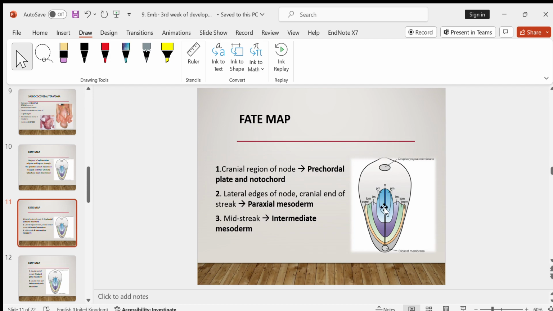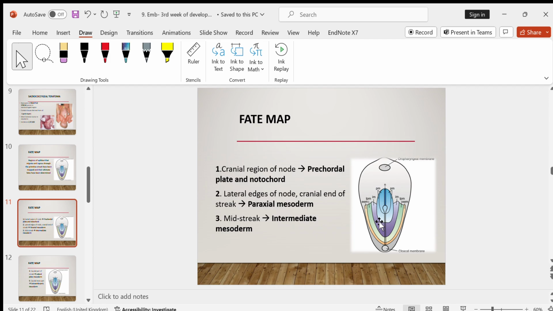The cells that migrate from the cranial region of the node will eventually form the precaudal plate and the notochord. The cells that migrate from the lateral edges of the node and from the cranial end of the streak will form the paraxial mesoderm. This is the area of paraxial mesoderm, the bluish area.